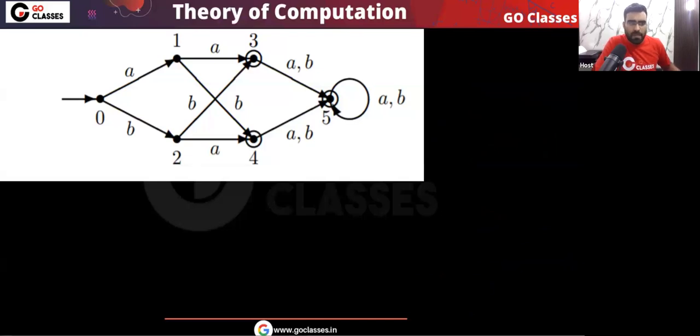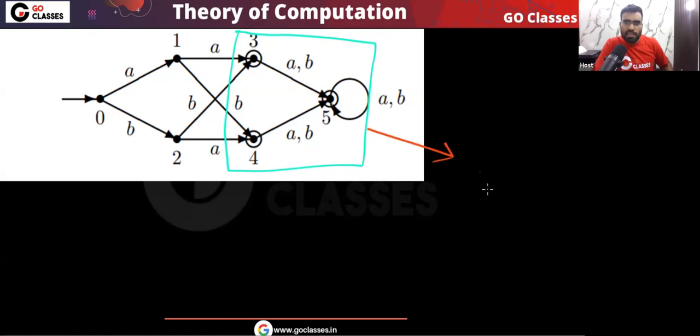What about this one? In this DFA, which states are distinguishable and which are not? See, a very simple point here. Look at states 3, 4, 5. Can you notice these states are equivalent because they always go to a final state? Yes or no? 3 is equivalent to 4, 4 is equivalent to 5. Do you agree?